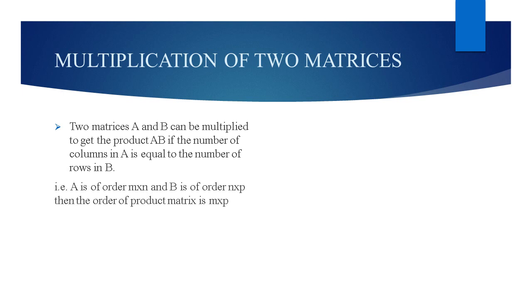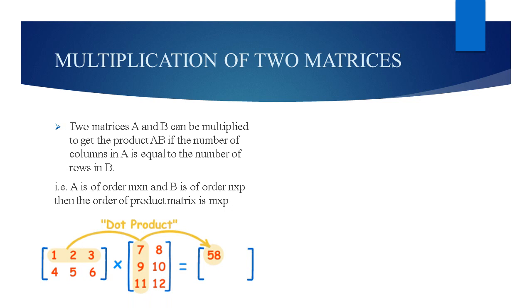That is, if A is of order m cross n and B is of order n cross p. Check here, order is m cross n, so the number of columns in A is n and the number of rows in B is also n. So we have n as common. So the order of the product matrix is m cross p. M is taken from matrix A and p is taken from matrix B.